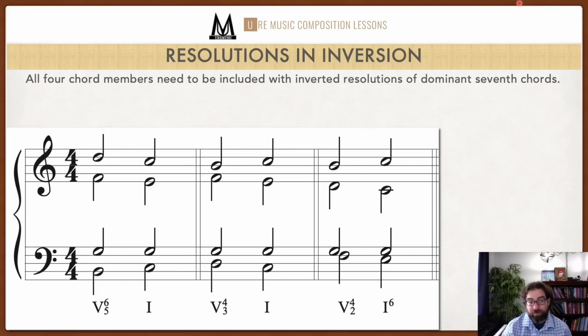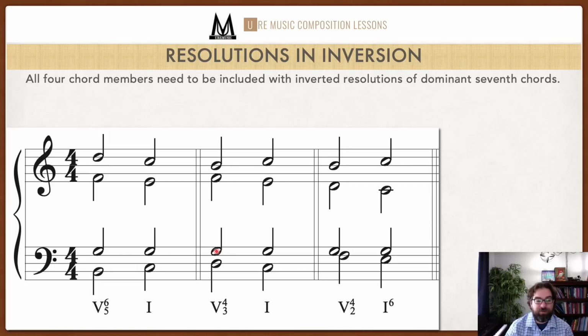When it comes to resolutions in inversion, they're actually a little bit easier than the root position chords, in my opinion, because with any of these inversions, first, second, or third, you're going to have all four chord members present. So here, your G is right here, that's a root. The third is in the bass because the first inversion chord always has a third in the bass. Then you have your 5th up here, and it could be in any voice. And then you have your 7th. So all four chord members are present. And you'll see that for each one of these.